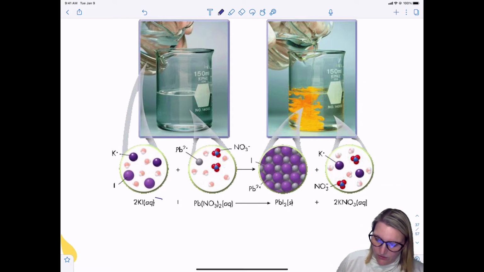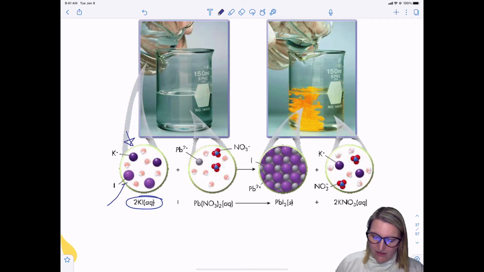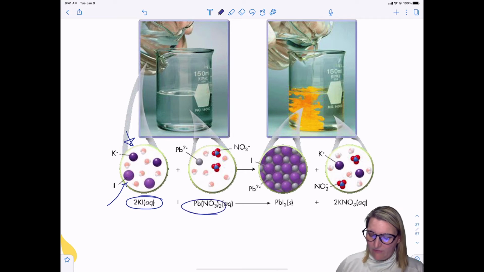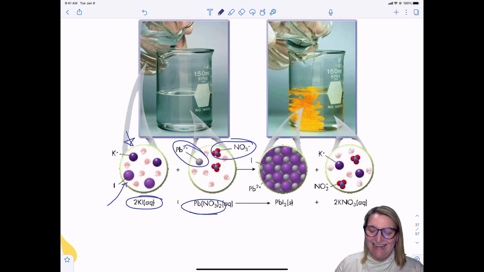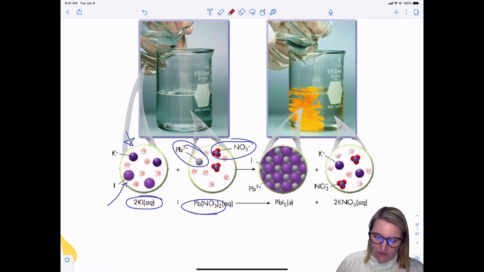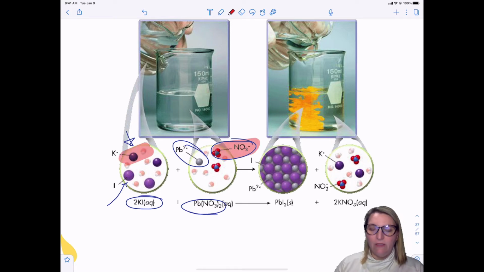So the first solution is potassium iodide, and you'll see there's a free-floating potassium ion and a free-floating iodide ion, right? Because ionic compounds dissolve and dissociate. And here's lead(II) nitrate, and you can see free-floating lead ions and nitrate ions. And then what happens is the positive of one, so the potassium, is going to possibly combine with the negative of the other. That's our KNO3 over here.